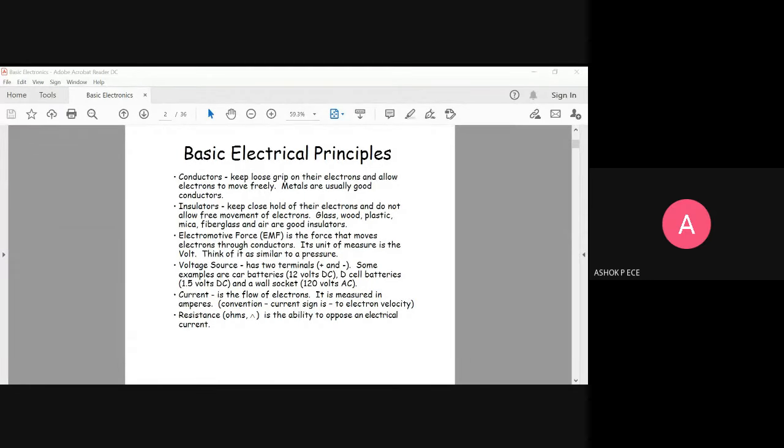Okay. In DC, it is going to be constant, correct? Yes, sir. Polarity remains constant throughout the time. Okay. Can you say an example for DC? The slide which you see, there is a car battery, right?